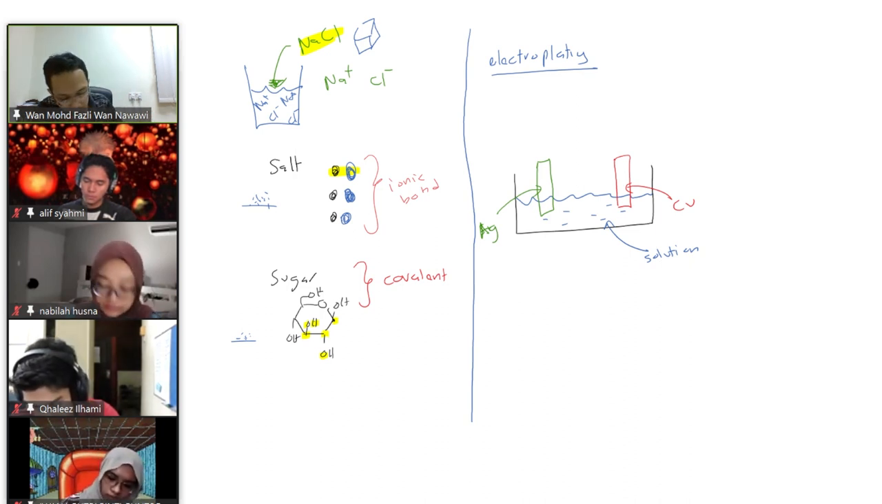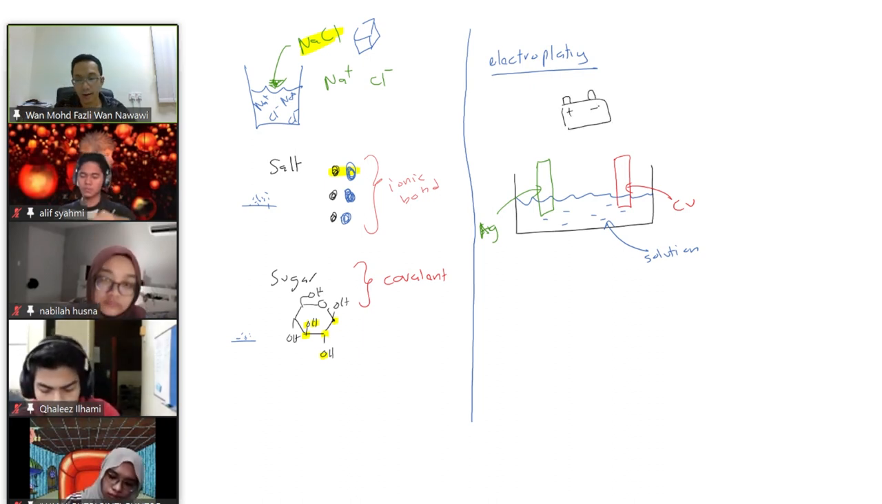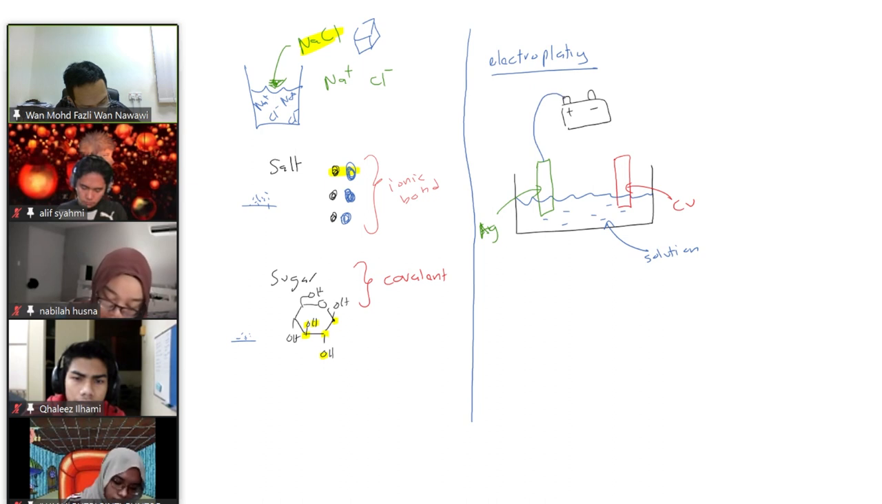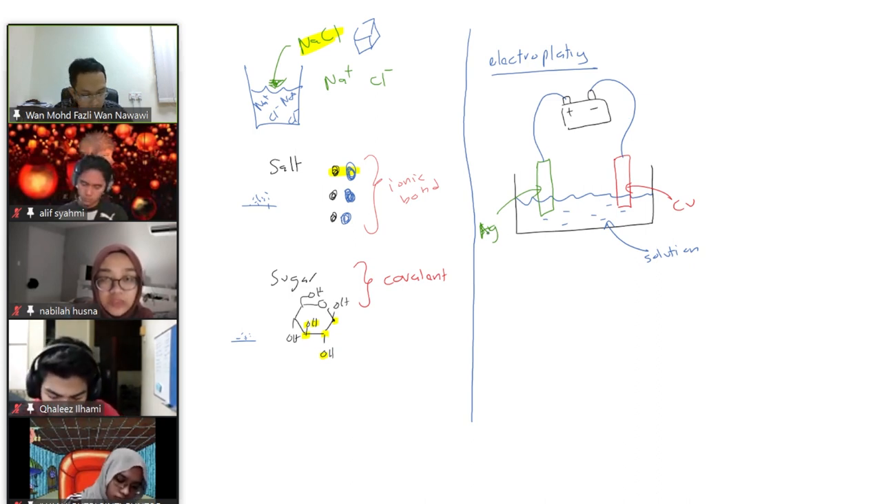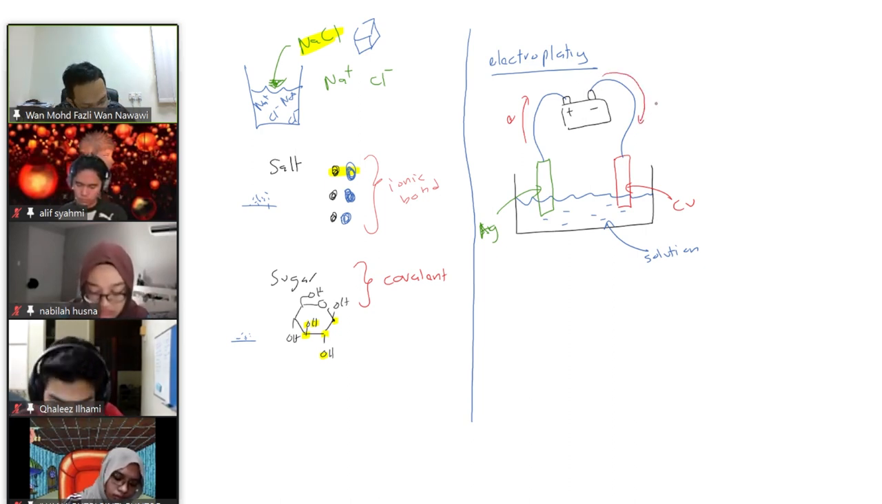And then you have the battery here, and maybe this is positive and this is negative, and you connect this with wire, and connect this wire. What happened? Because this solution has ions inside, you can complete the circuit. So when you connect like this, the silver plate, when connected with the battery, the electrons will move to the positive terminal, and here the electrons can be pushed over here.